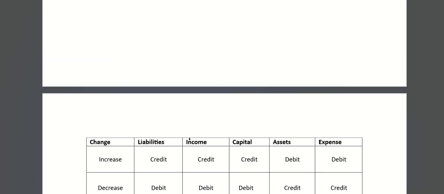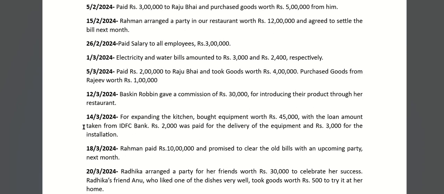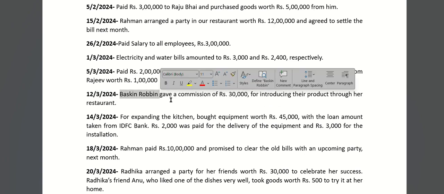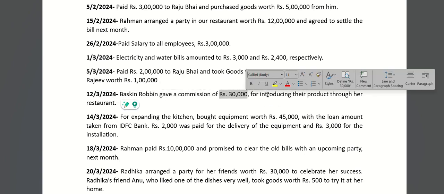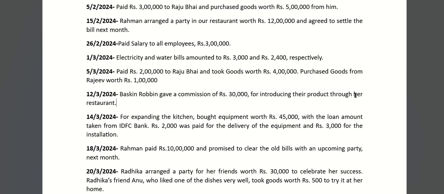Now we can move to the next transaction and see how to write the entry. On 12/3/2024, Baskin Robbins gave a commission of rupees 30,000 for introducing their product through her restaurant. It is written 'her' because, if you remember the story, this restaurant is run by a woman named Radhika. Now see, Baskin Robbins, an international ice cream brand, has paid Radhika rupees 30,000 for introducing their product. Remember, they have given a commission.